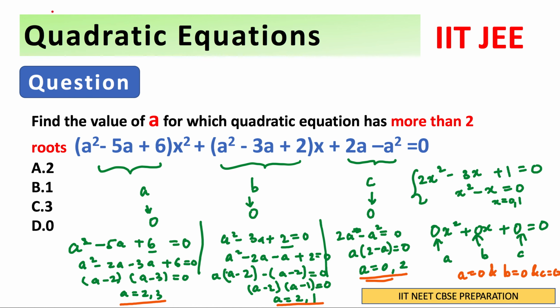So we have 2 which is common. 2 is present here and here and here, so our answer is going to be 2.